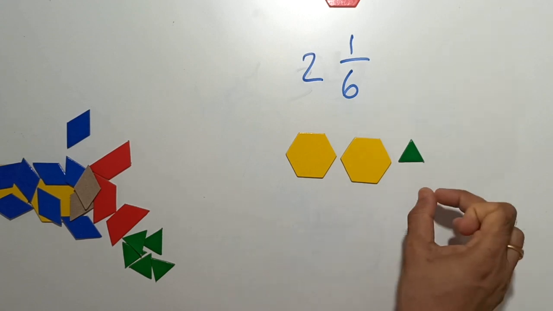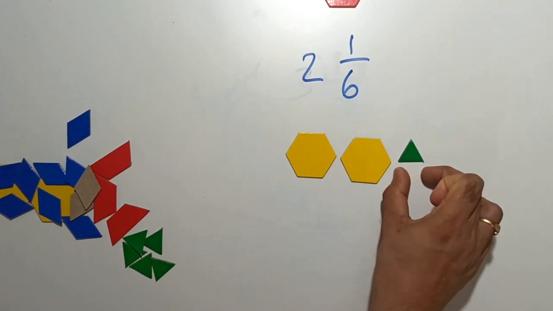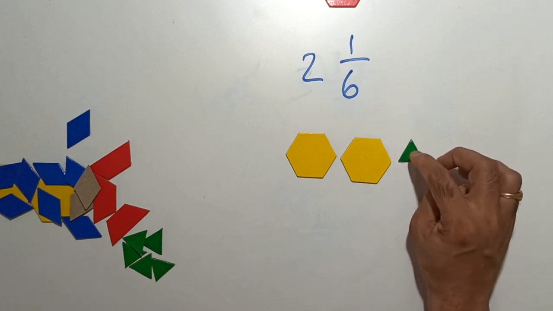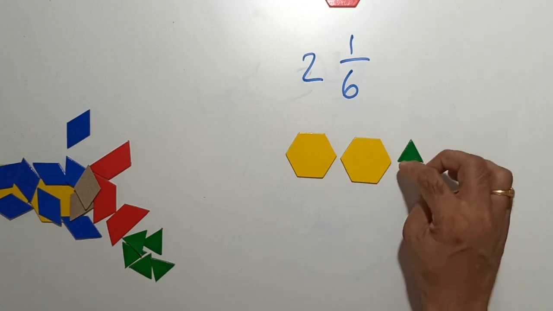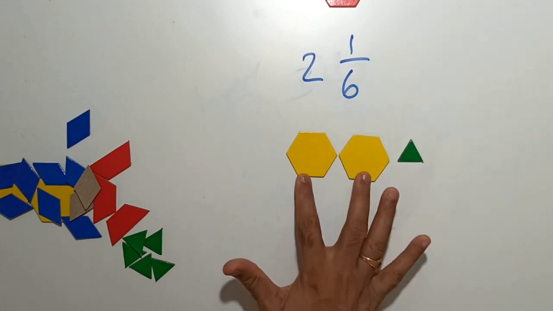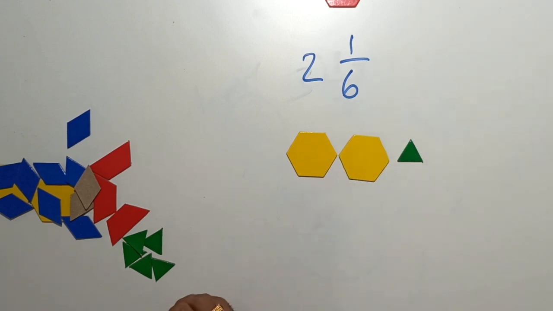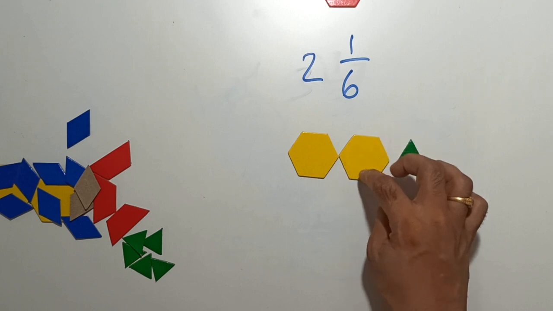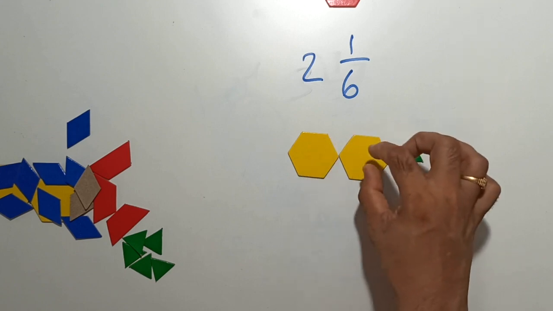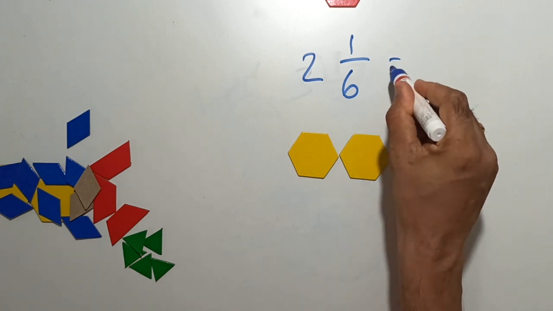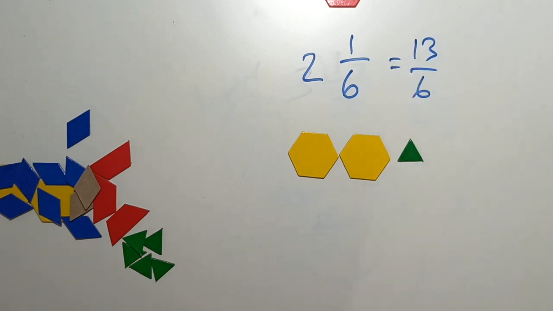Your whole is totally dependent on this piece. Okay, so be very careful about that. Since I'm able to take 6 such pieces and arrange it, this becomes my whole. Okay, so 2 wholes and 1 by 6. And how do I form the improper fraction representation of this? I know that this can be divided into 6 parts. This can be divided into 6 parts. So this is 6 plus 6, 12, plus 1, 13. So it becomes 13 by 6.